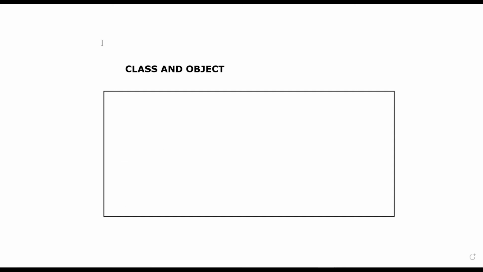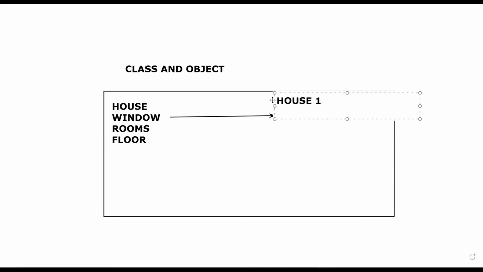Let's say I've created a base class for house. So the name of my class is house. Now, all houses will have windows, rooms, and floors. So these are the common attributes of a house. Now, on the base of these common attributes, I can make different houses. Let's say house number 1 has 3 windows, 5 rooms, 1 floor. So this is my first house, but the base is coming from the class.